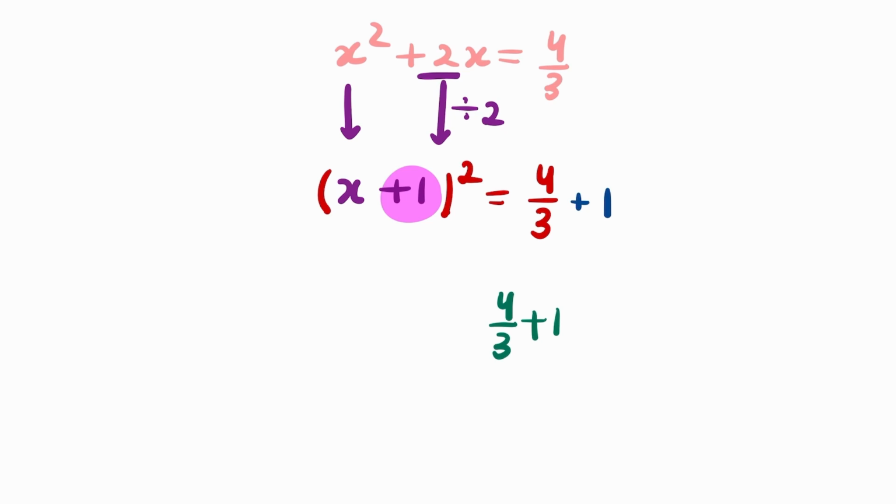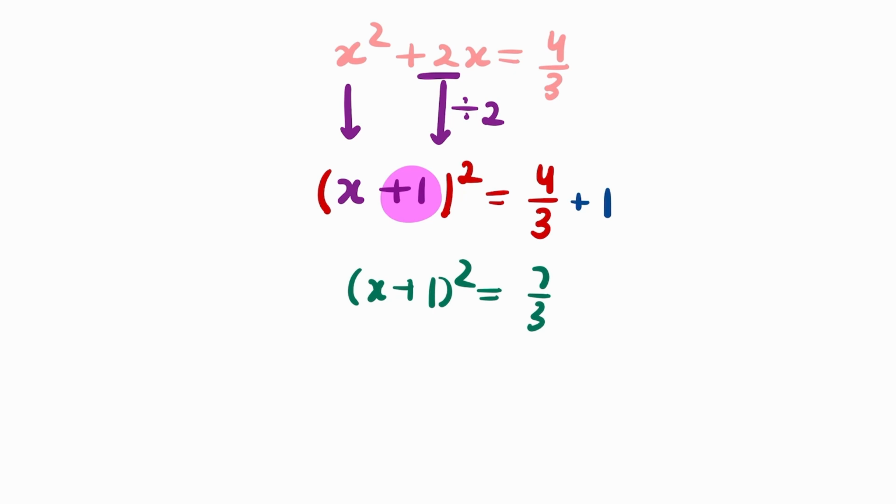Now in order to simplify this further, we can keep 4 over 3 as it is and get a common denominator 3. Here we can write 1 as 3 over 3. Why? Because 3 over 3 is equal to 3 divided by 3 and it is equal to 1. So now that we have two common denominators, we can add up the numerators. 4 plus 3 is equal to 7. 7 over 3 like this. So we can simplify the equation further. X plus 1 squared is equal to 7 over 3.